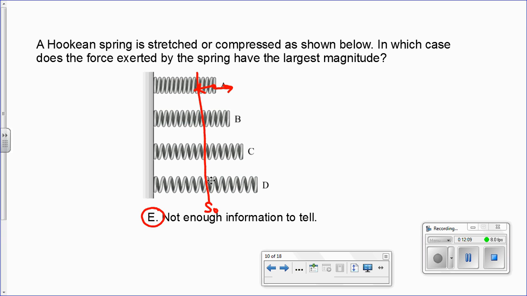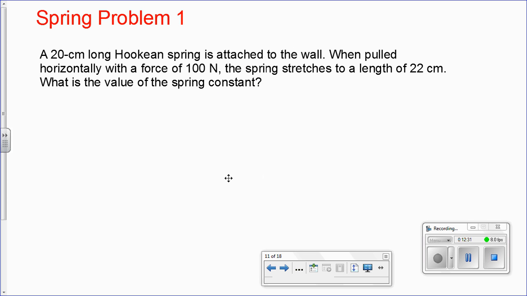Okay. Now let's say I move that here. And now this is my initial position. If they all have the same spring constant, then it would be A. But without any of that information, without knowing if they have the same spring constant, which it does say a Hookean spring here, but without knowing where the initial position is, you cannot tell which one is the greatest force. Okay, let's do some more. If you're comfortable, you can stop the video now. But let's do 2 quick problems.